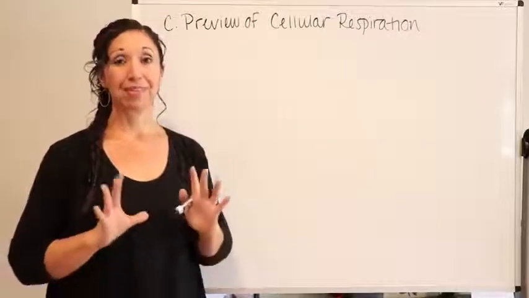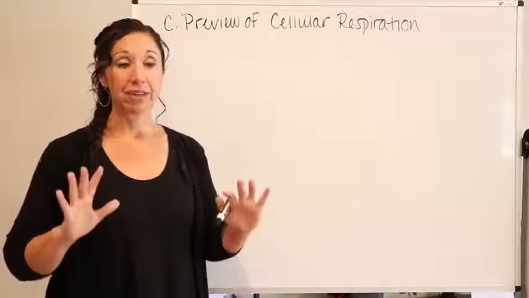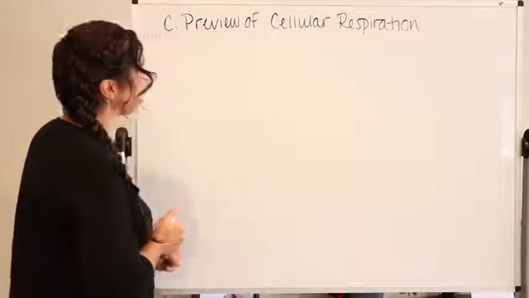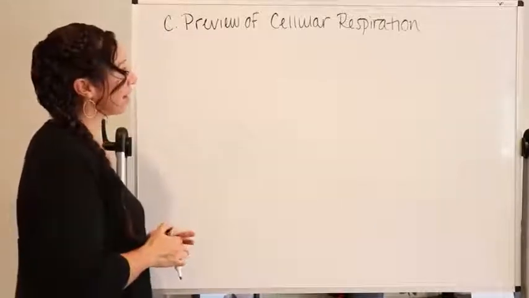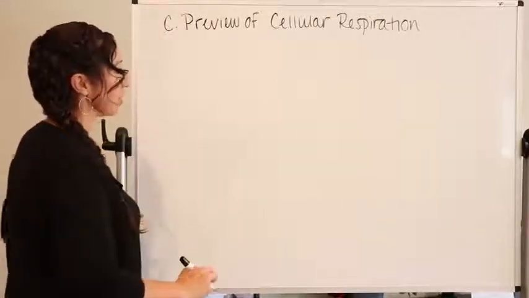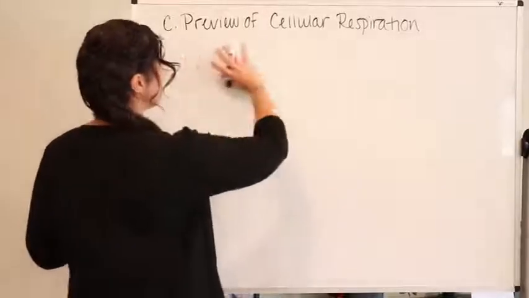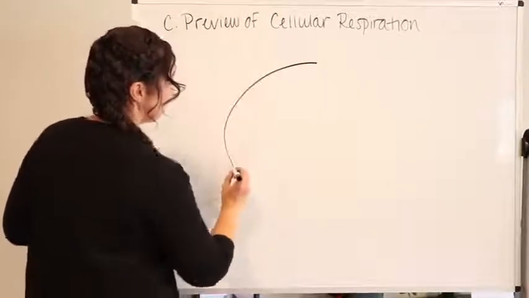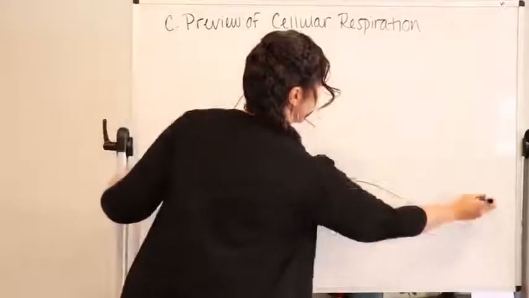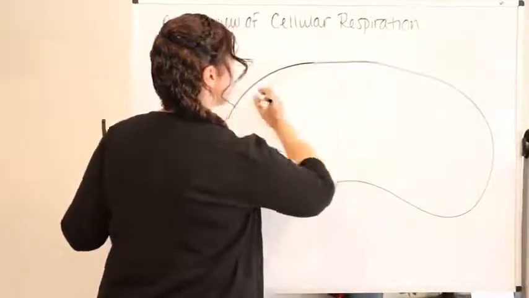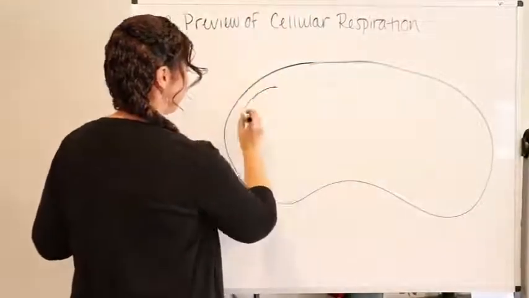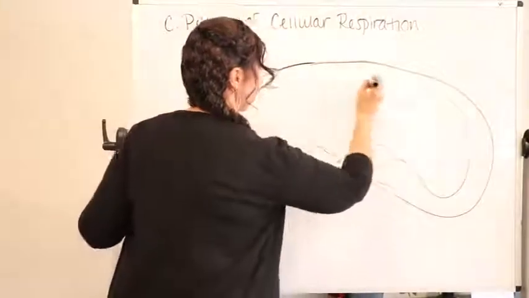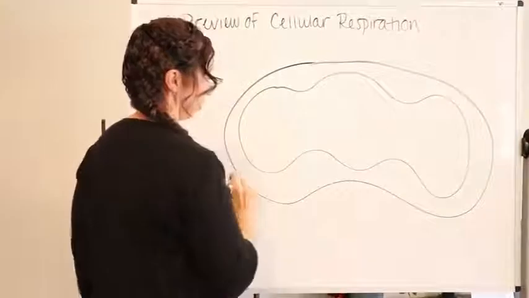So remember, this is the organelle that we're going to love in this section because there's so much going on inside the mitochondria. I want you to picture that. I'm going to draw a huge mitochondria on the board for you right now. So big letter C, preview of cellular respiration. And remember that the mitochondria has two membranes. You have an outer membrane and an inner membrane.